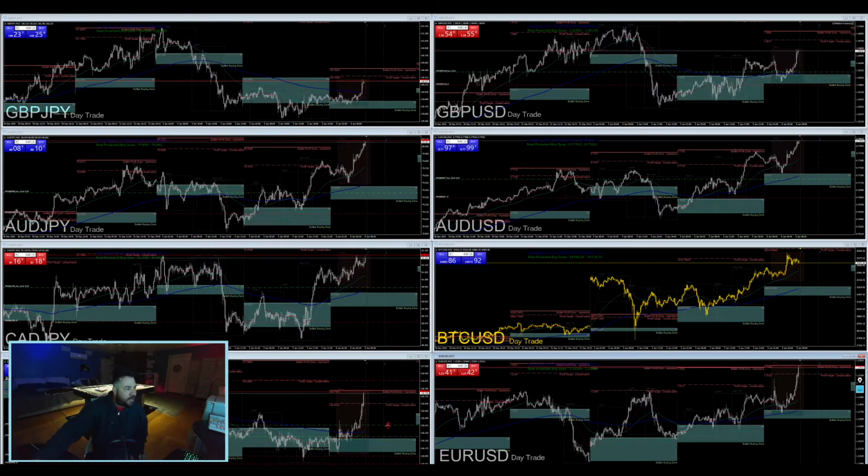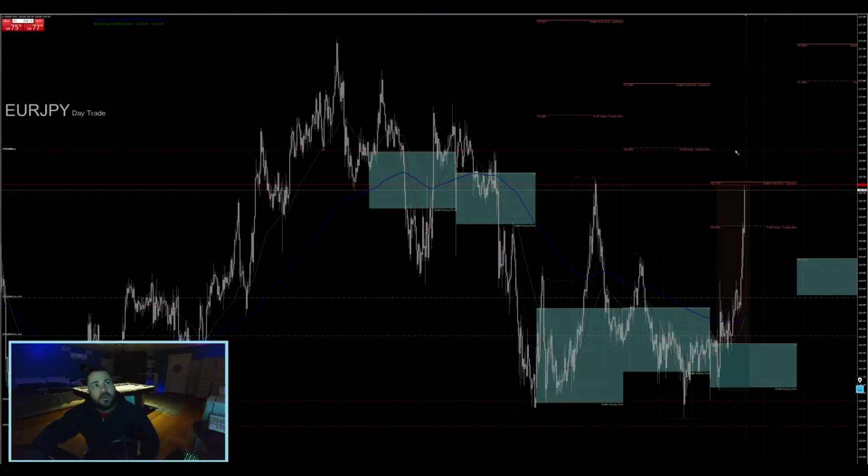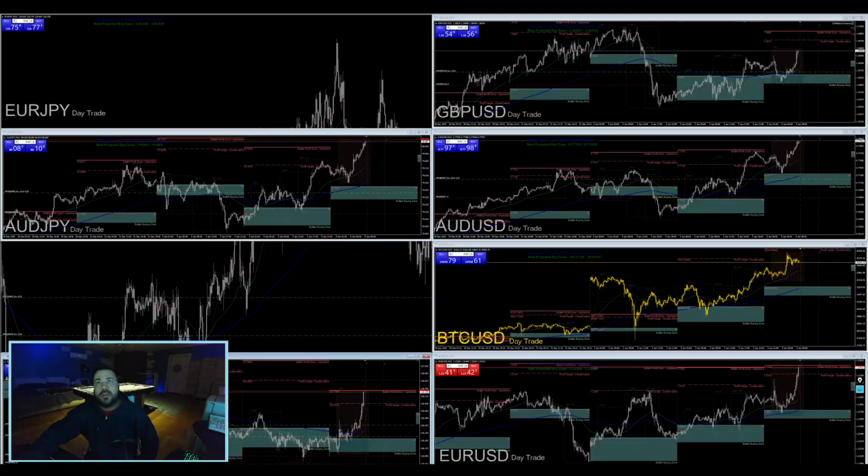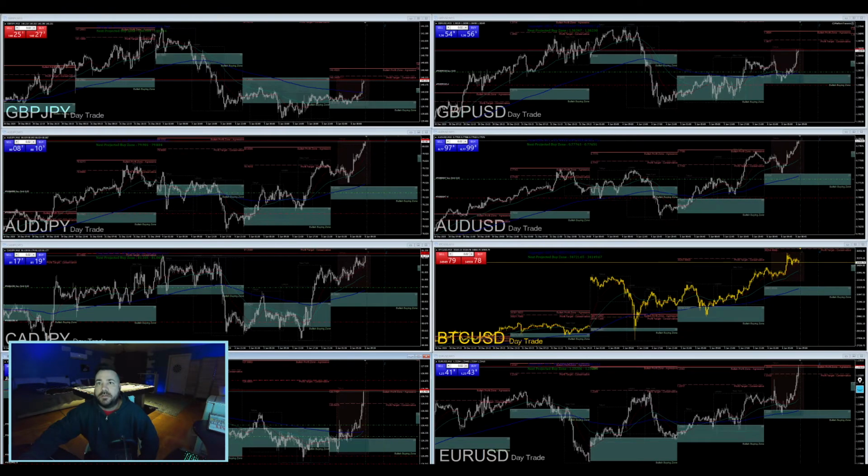So there we go. Right now I'm hitting the second target level here. I'm actually holding out for more on the euro yen, and we'll see if we get there. The only reason why is because this was a smaller zone. I want to double check this while we're here right now. Euro yen. Let's double check it.